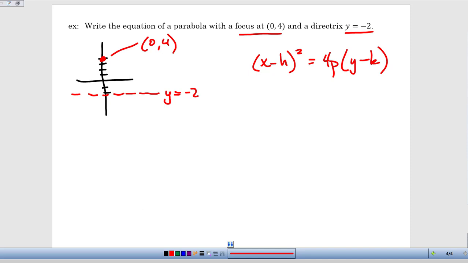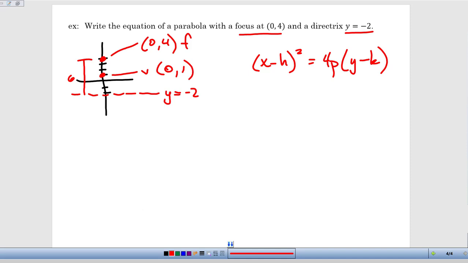And we also know that the vertex of the parabola is always halfway in between the focus and the directrix. So this distance right here is 6 units. So that means the distance from the focus to the vertex, or from the directrix to the vertex, is going to be 3 units. So that means our vertex is right here. So that's our focus up there. So our vertex, we can see the coordinates of that point are (0, 1).